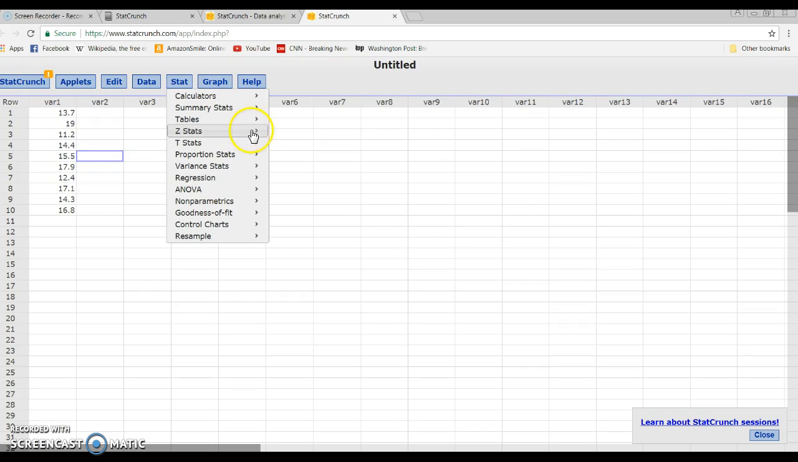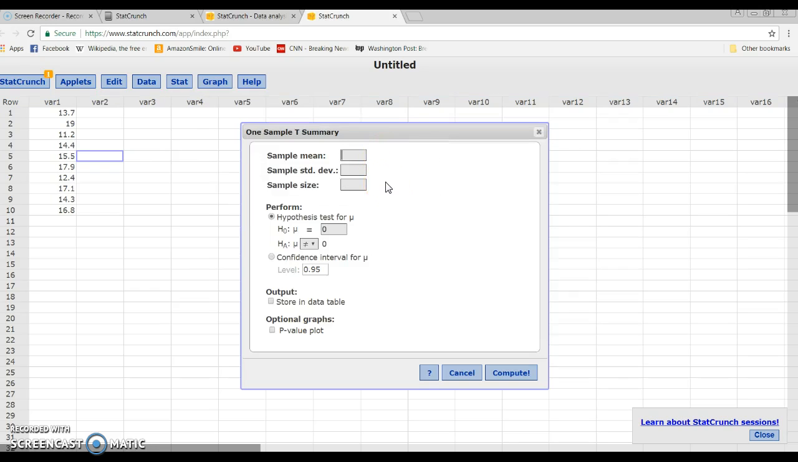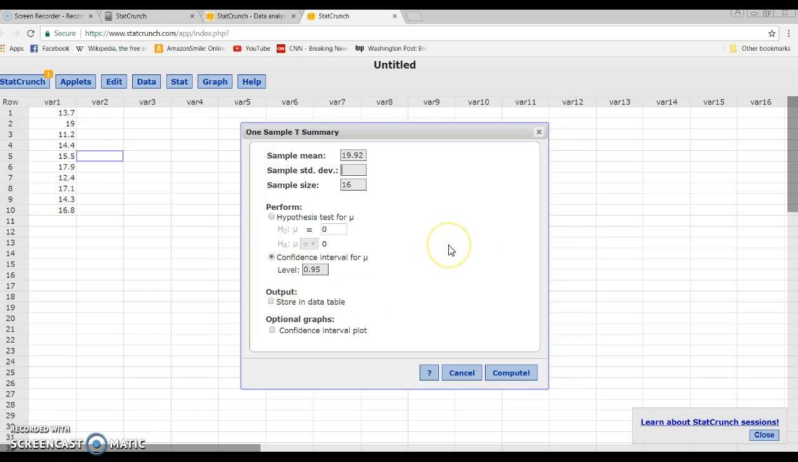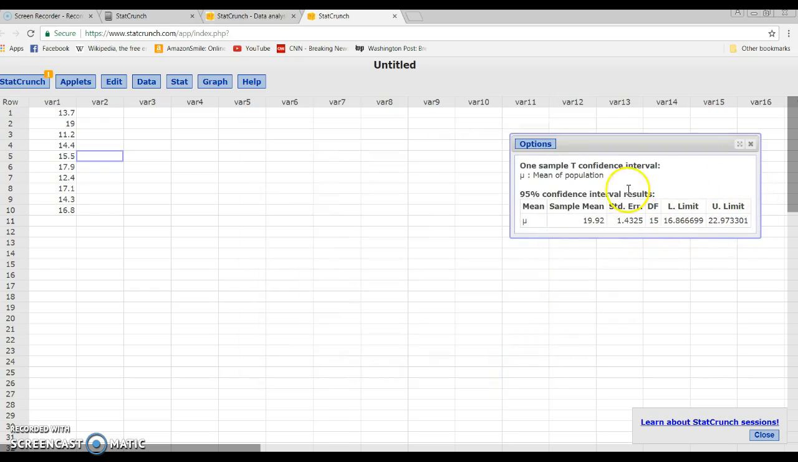and this time we're going to t-stats, one sample with summary, and we said the sample mean was 19.92. Sample size was 16. We want a 95% confidence interval, and I'm going to have to look up what the standard deviation was. 5.73 weeks. So 5.73. We want a 95% confidence interval, so we compute, and that gives us our output.